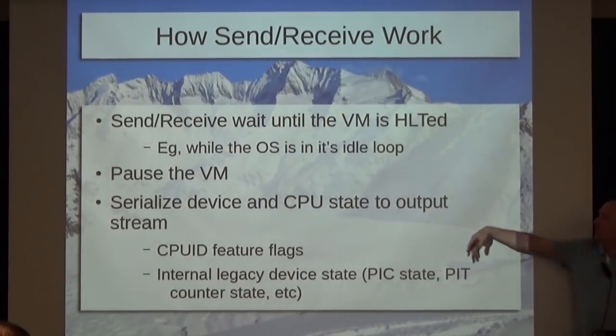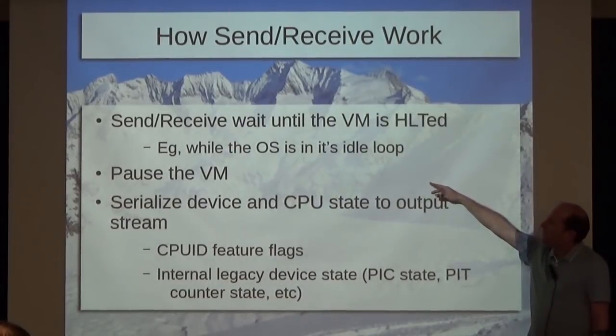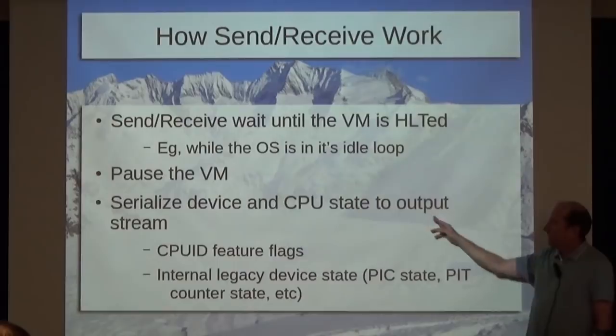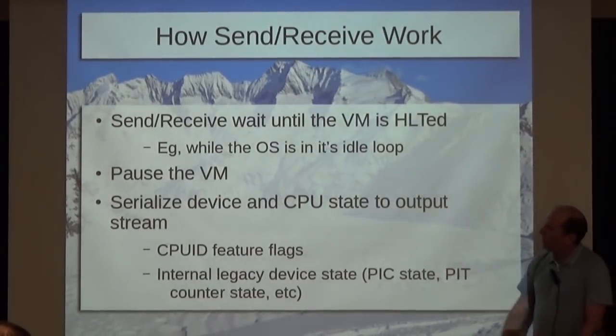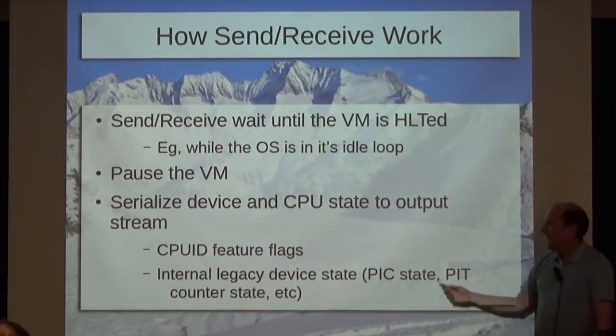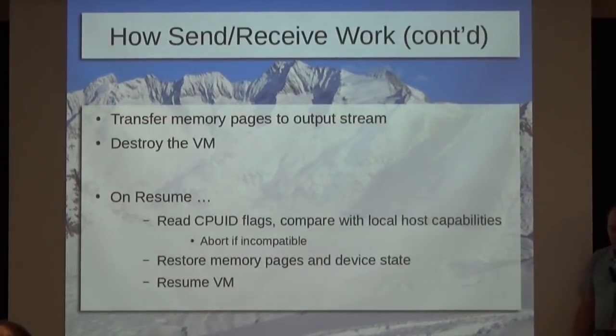What the send and receive engine does is then pauses the VM. So they actually implemented pause and unpause first. And then we serialize the device and the CPU state to the output stream that you're sending it to. So CPU ID feature flags, what capabilities the CPU you're running on have, and internal legacy device state, counter state, interrupt controller state, PCI device state, everything we need to send.